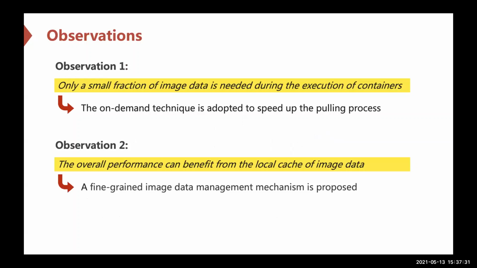The design of Hermes is based on two observations. Firstly, only a small fraction of image data is needed during the execution of containers. Therefore, we use the on-demand technique to speed up the pulling process. Secondly, the overall performance can benefit from the local cache of image data. So a fine-grained image data management mechanism is proposed to eliminate the problem of data reloading and also to improve the runtime performance of functions.